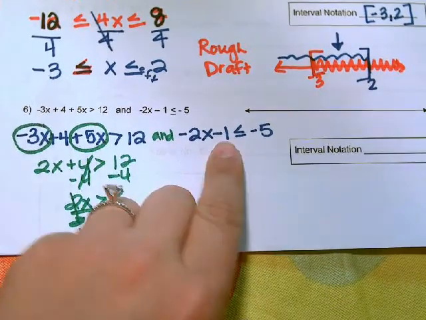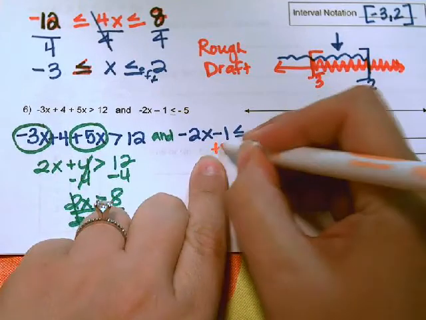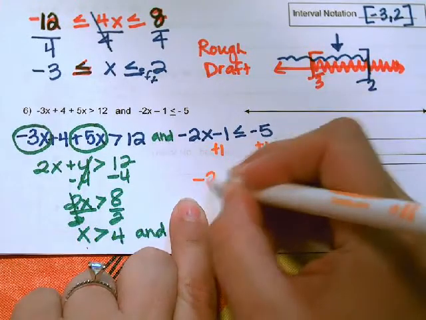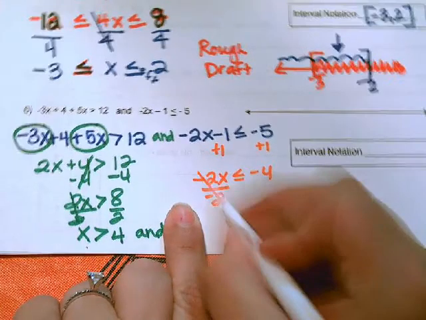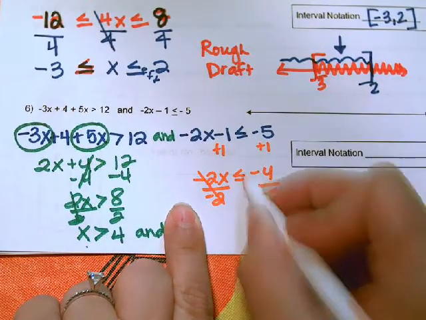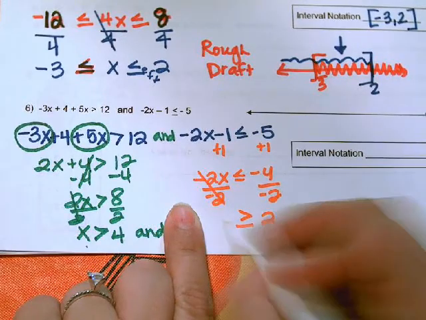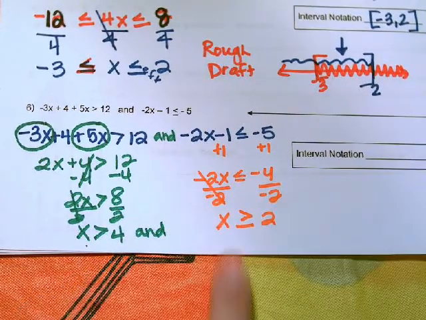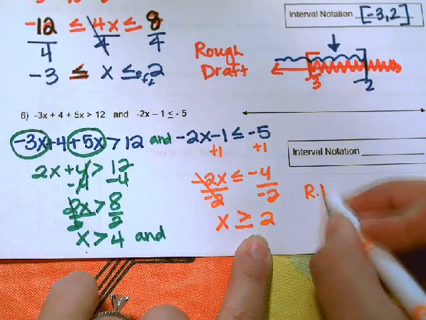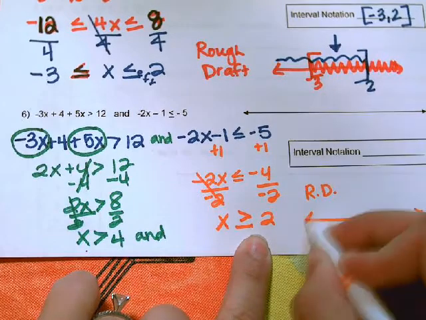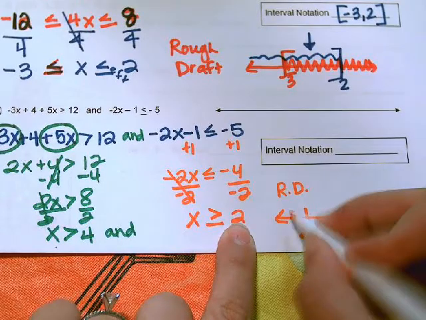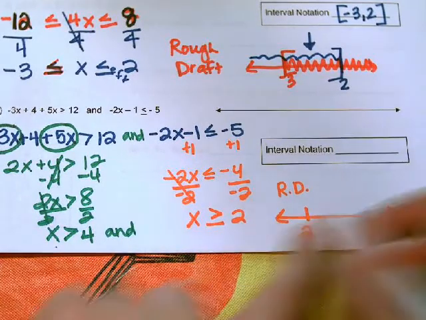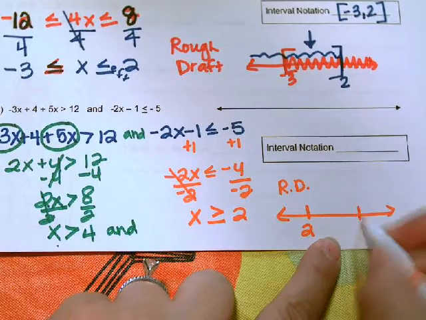Over here, we're going to start by adding 1 to both sides. Here, we're dividing by a negative. So we're going to go ahead and switch the direction of the sign. We're going to go ahead and make a rough draft. I'm going to start with 2 because it's smaller, and a number line goes least or small to big in the order of numbers.